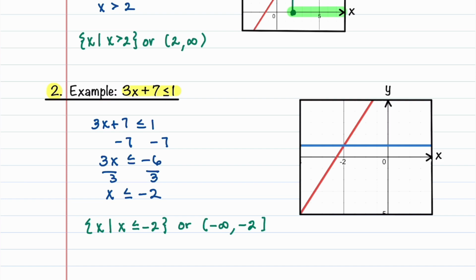Now let's go ahead and look at our graph. Our red line is y is equal to 3x plus 7, and then our blue line is y is equal to 1. And our inequality says that our red line has to be less than or equal to our blue line. So that's going to happen in this region right here. It's going to sit below the blue line. And then we need to see what x value this corresponds to. So let's take our intersection point and trace down. And we can see then that the x value is going to be these values less than or equal to minus 2.